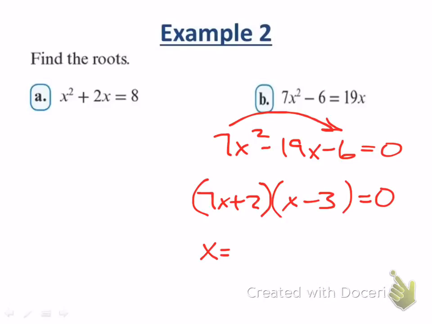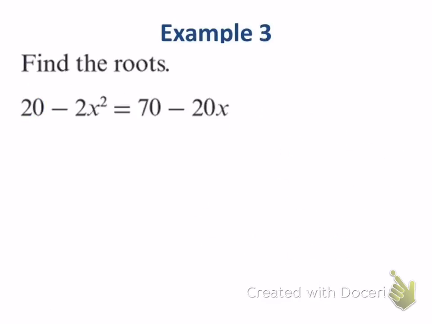Okay, now if we set each of these equal to 0, I'm going to rush through this. Here we get x equals negative 2/7. Here we get x equals 3. Subtract 2 and divide by 7, you get negative 2/7. All right, next example.